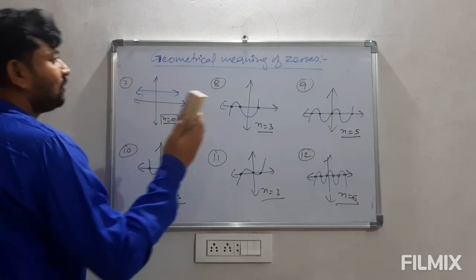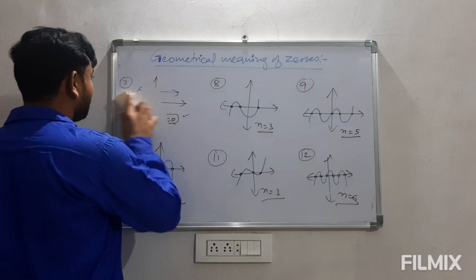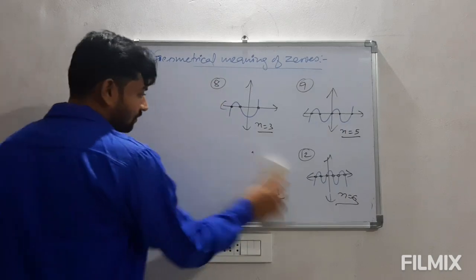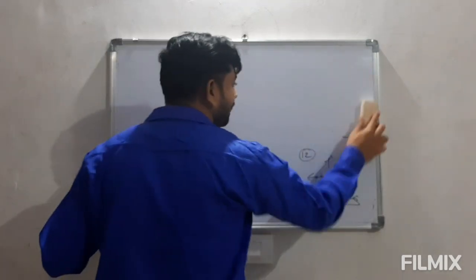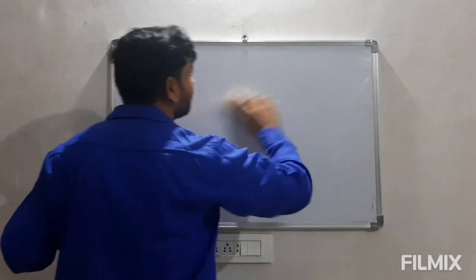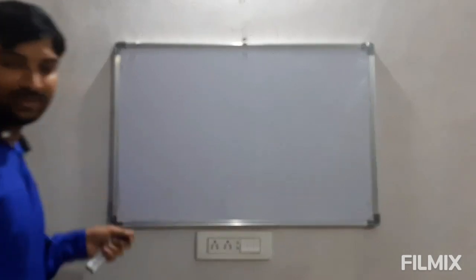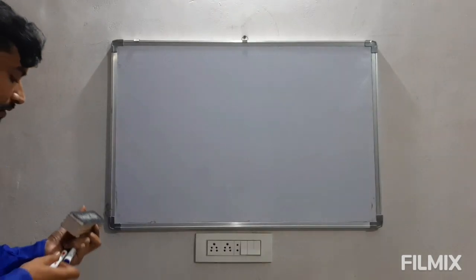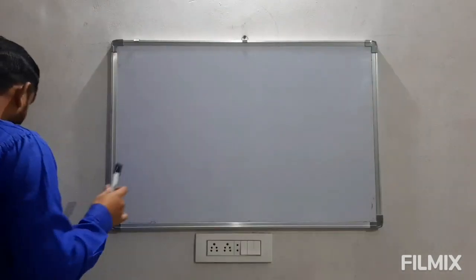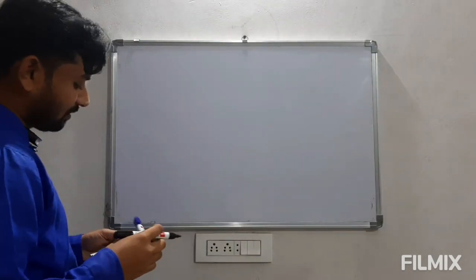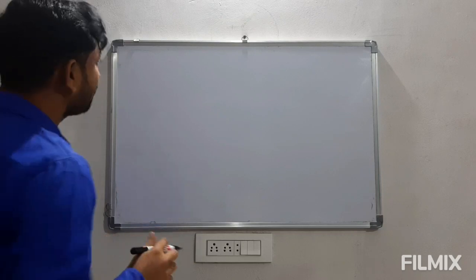So this is all about the geometrical meaning of zeros. Now let us come to a different approach which will define the relationship between the zeros and the coefficients of x square, x and the constant term. So let us come to that. Our whole discussion in this will be with the quadratic and the cubic one.